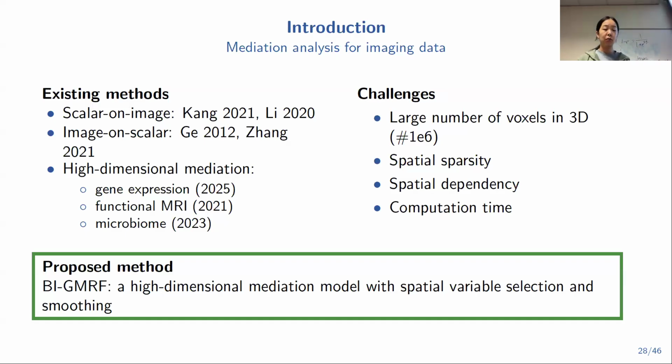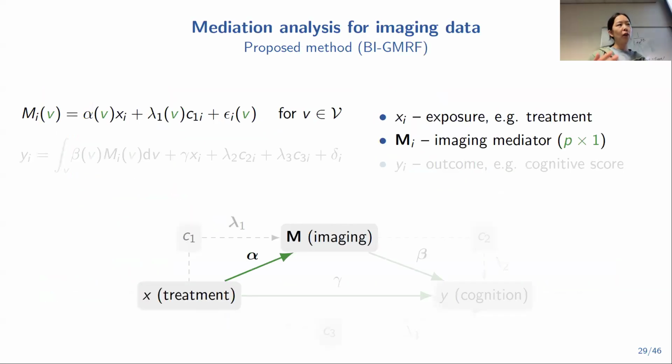So we propose a new model, or a new prior, for high dimensional mediation models with variable selection and also smoothing to address the sparsity and the spatial dependency. We follow the classical mediation analysis framework, which means the first step is we use the high dimensional mediator as the outcome, and our univariate treatment as the predictor or covariate. This outcome is high dimensional, this predictor is univariate, and we will have a high dimensional coefficient corresponding to the high dimensional outcome, which makes sense. So M is the mediator, X is the exposure.